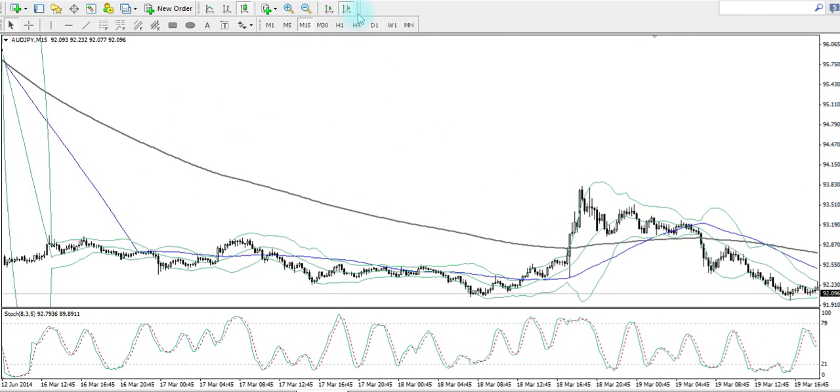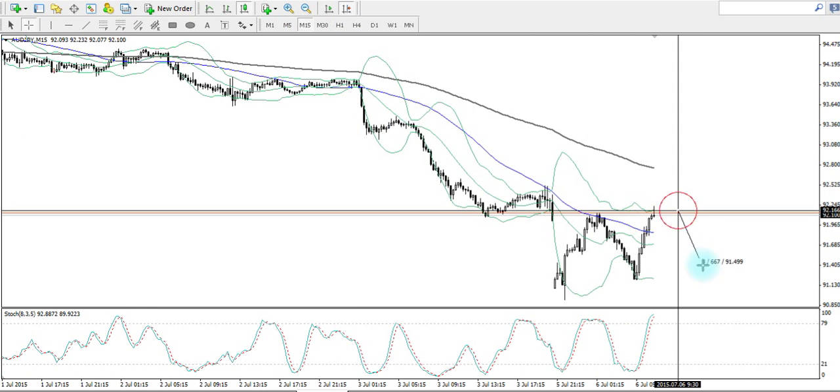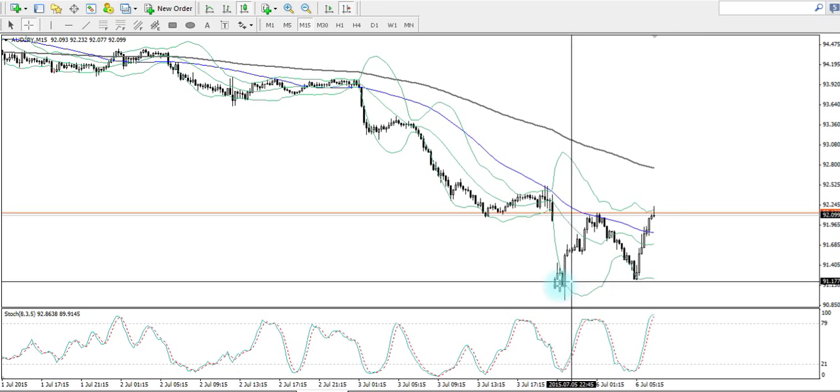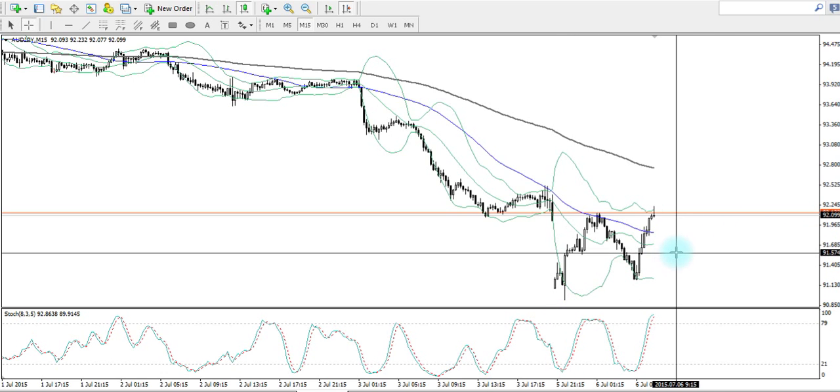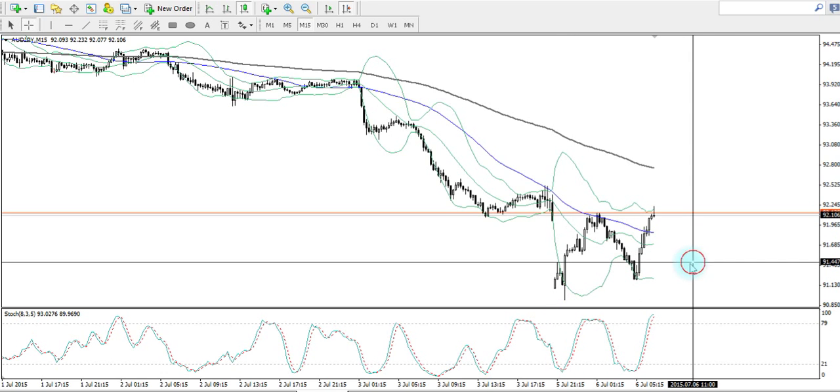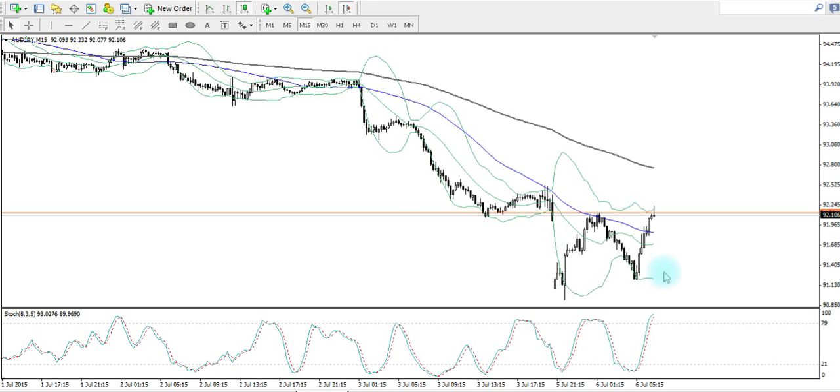What I'm waiting for is to go back to the smaller time frame to look for any forms of retracement for a much better price to go for a long opportunity. Hopefully somewhere at the price of 91.44, somewhere around that area I'll be looking for a long opportunity. Looking at a smaller time frame for chart patterns that allow me to go for a long. Alright, so that's for the Aussie against the Japanese yen.